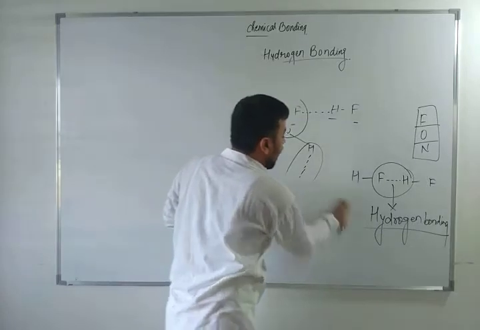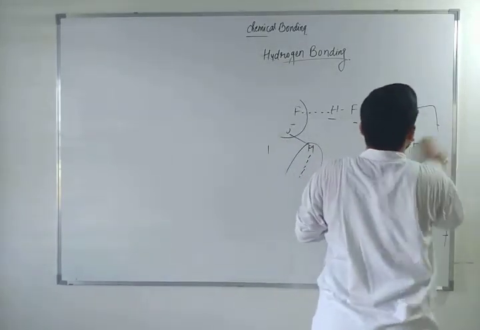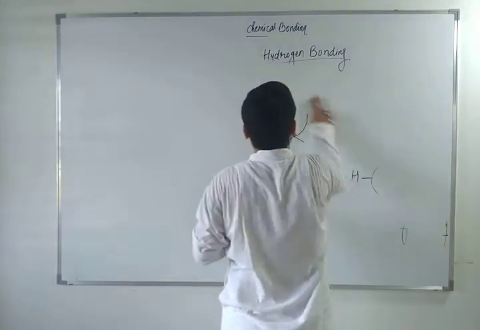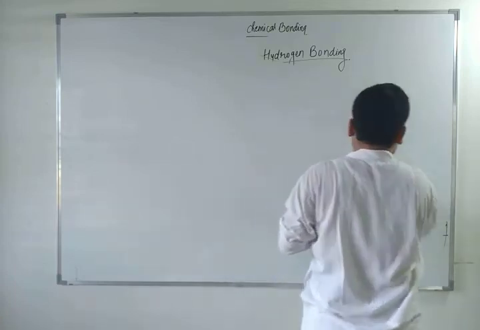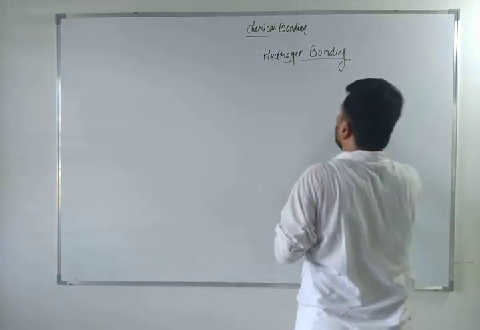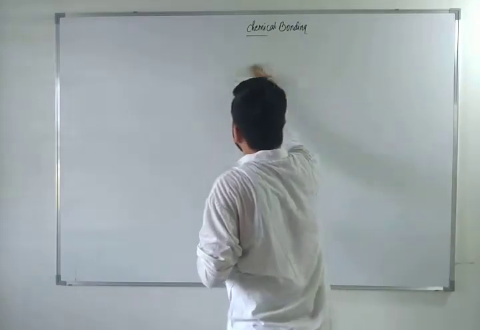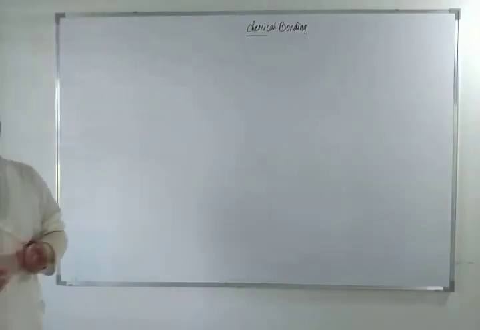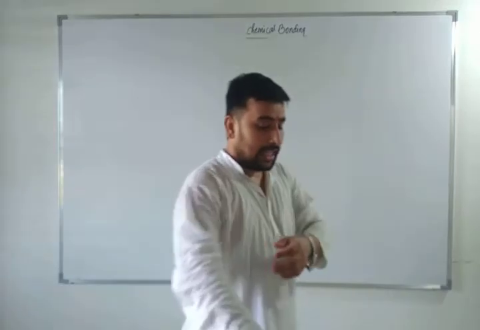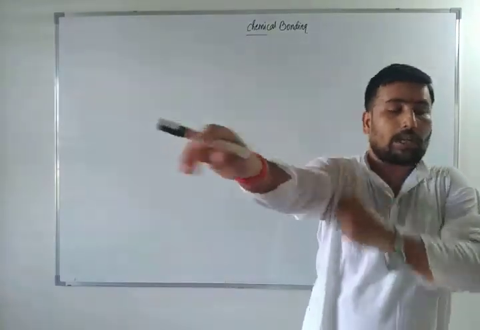There are two types of hydrogen bonding. How many types of hydrogen bonding? Two types. Which hydrogen bonding? The two types of hydrogen bonding are intermolecular hydrogen bonding and intramolecular hydrogen bonding. Right now I have told you about the intermolecular hydrogen bonding.